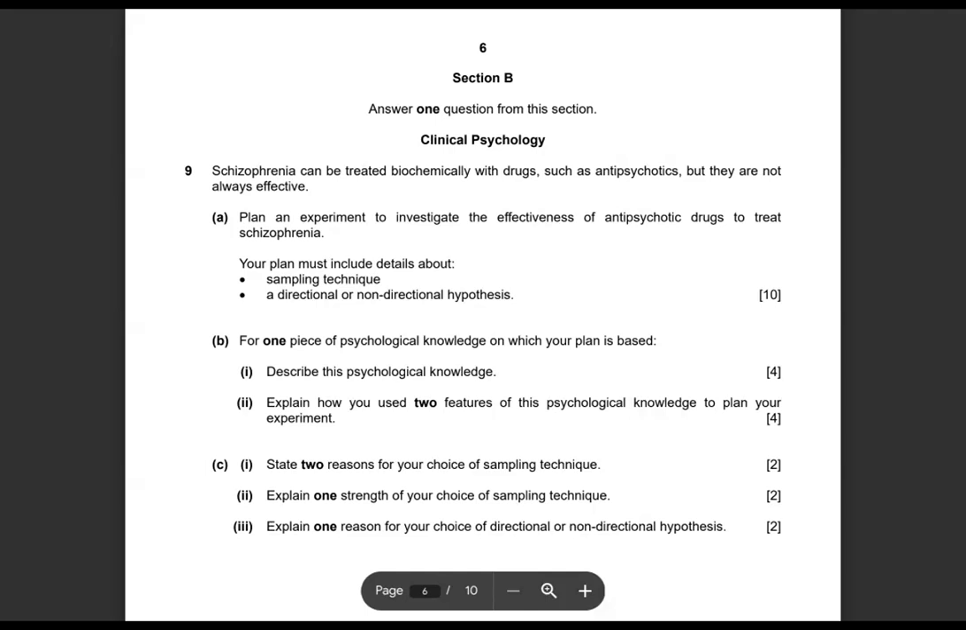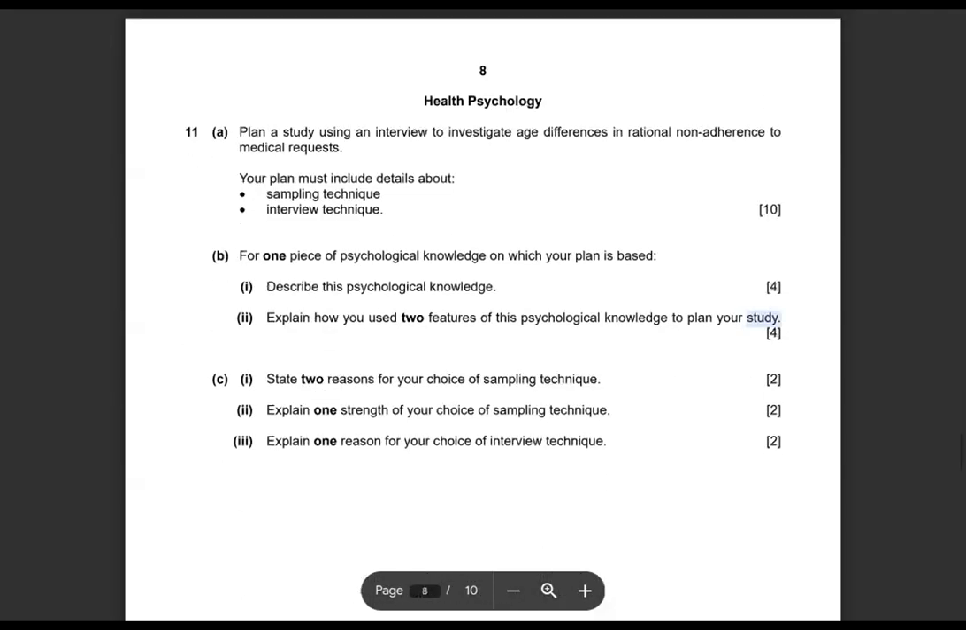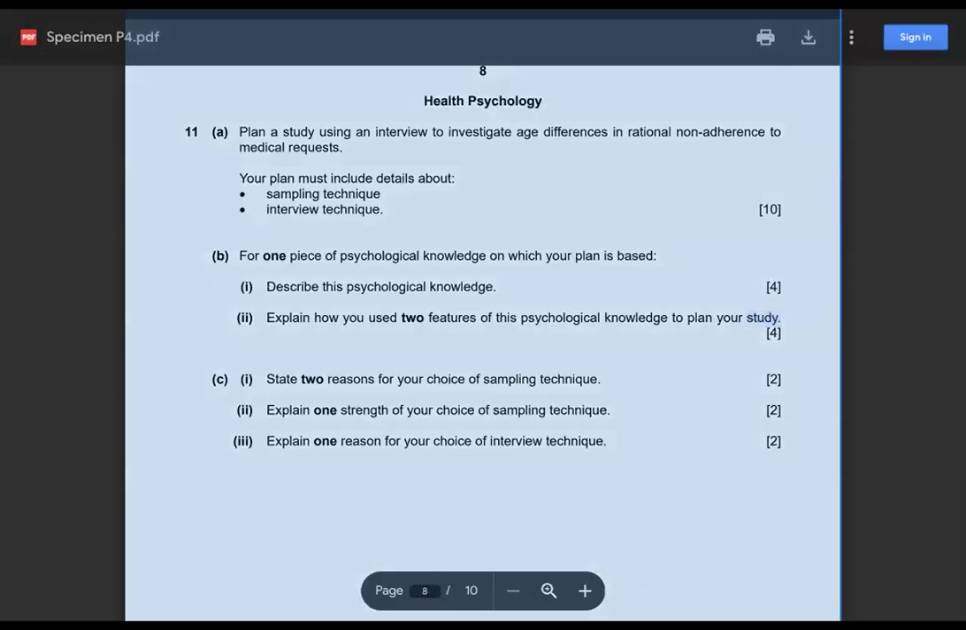Let's briefly go over the design study for health as well. So as you can see over here, they've asked you to, give me a second.